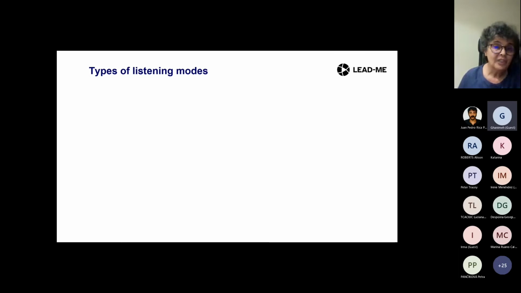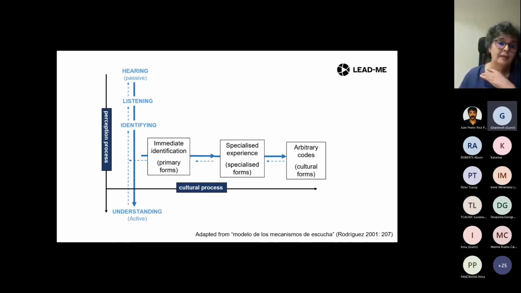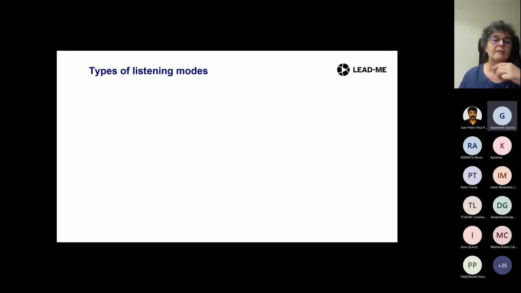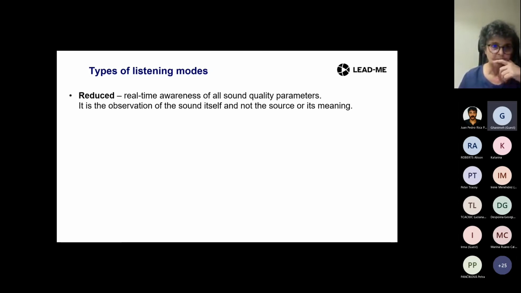How proficient are we as translators in the mode with which we listen? And if we go back, by listening we are already moving towards that deliberate effort to understand. There are three types of listening modes. The basic one, the reduced listening mode. You are listening to me in a reduced mode, I would imagine. And probably you are even tired already from hearing my voice.